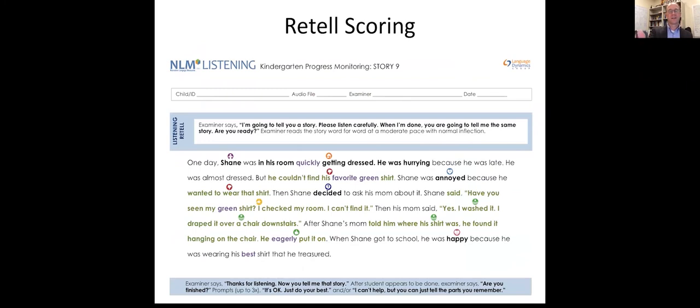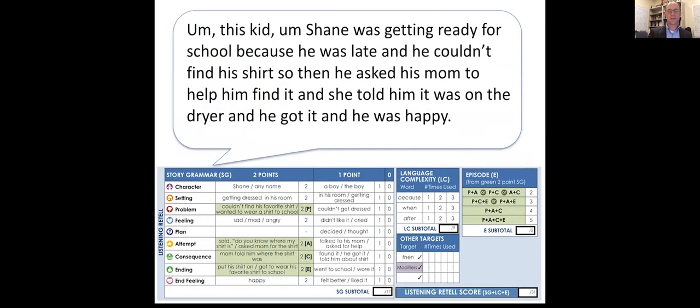So a story like this is sort of what it looks like. A child is retelling the story about Shane getting ready for school. And as he's retelling the story, it goes like this. "This kid, Shane," 2 points for using the character's name, "was getting ready for school," 1 point setting, "because he was late and he couldn't find his shirt." 2 point problem.